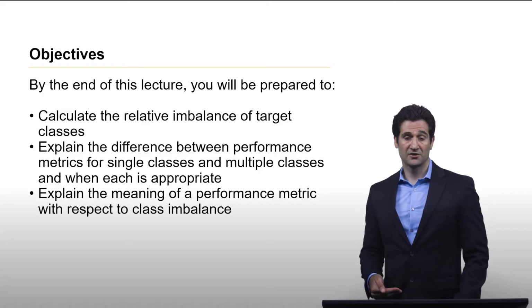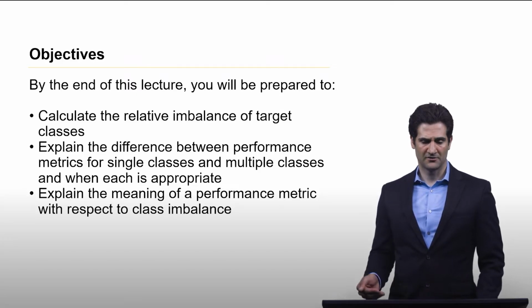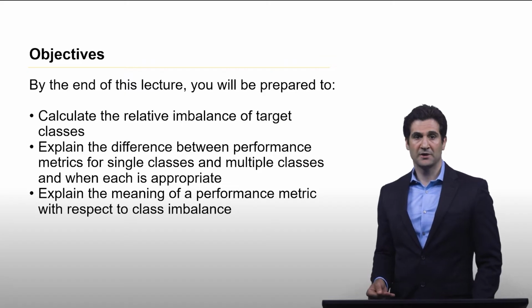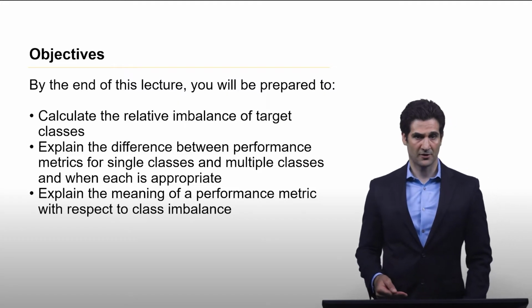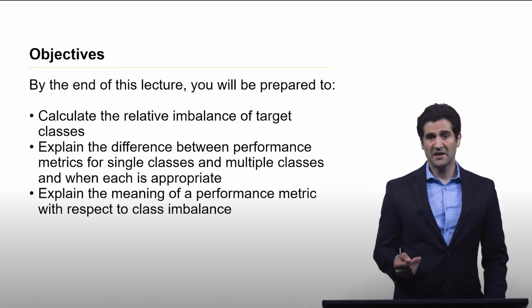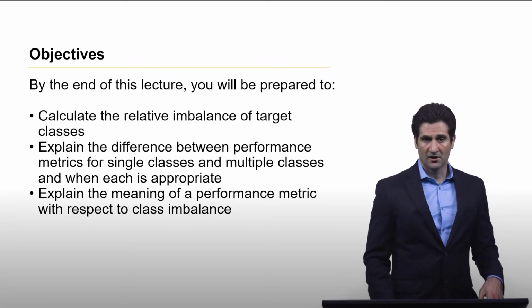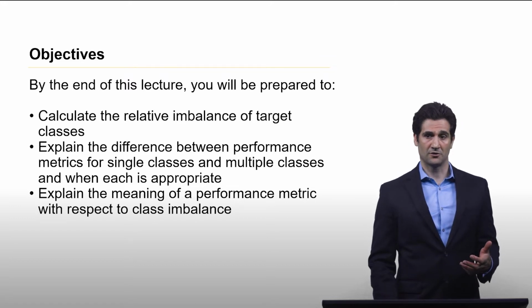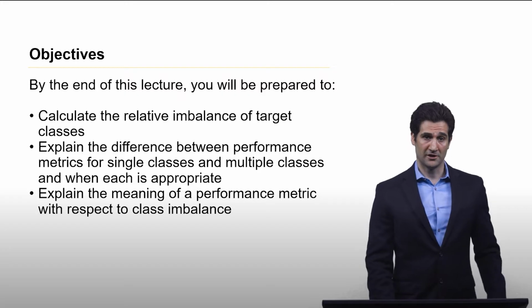By the end of this lecture, you should be able to calculate the relative imbalance of target classes within a data set. You should be able to explain the difference between performance metrics for single classes and multiple classes and when each is appropriate. Finally, you should be able to explain the meaning of a performance metric with respect to a class imbalance. All these items are really crucial when taking a machine learning model and actually deploying it in real life.